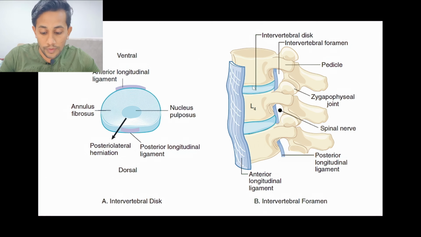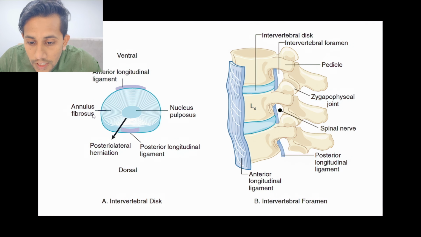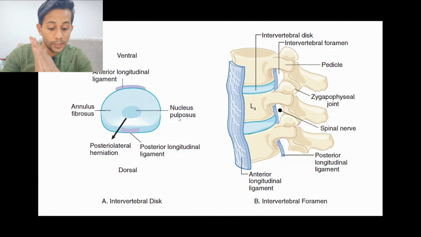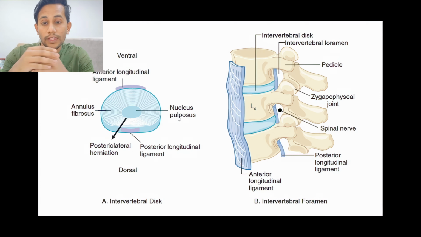So if you can take a look at this left side of the image, you see here, this is our intervertebral disc. These are the sections. We have the annulus fibrosus, which is the fibrous part of our intervertebral disc, and the main aspect is the nucleus pulposus. Now, the nucleus pulposus has been derived from the notochord. This is from our previous videos. If you don't know, then this is from embryology.